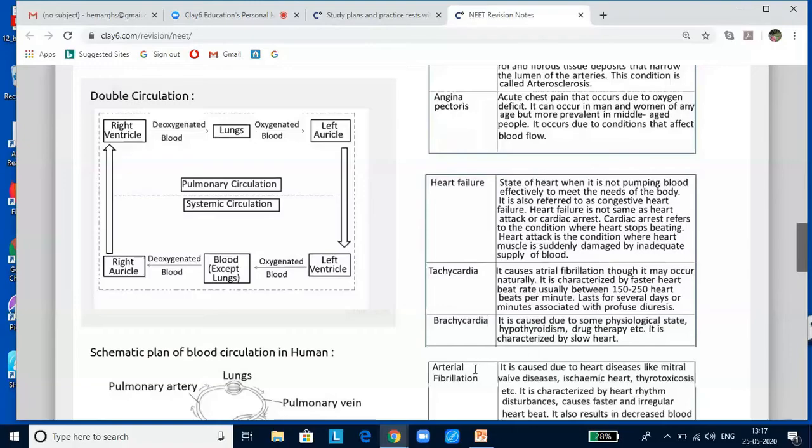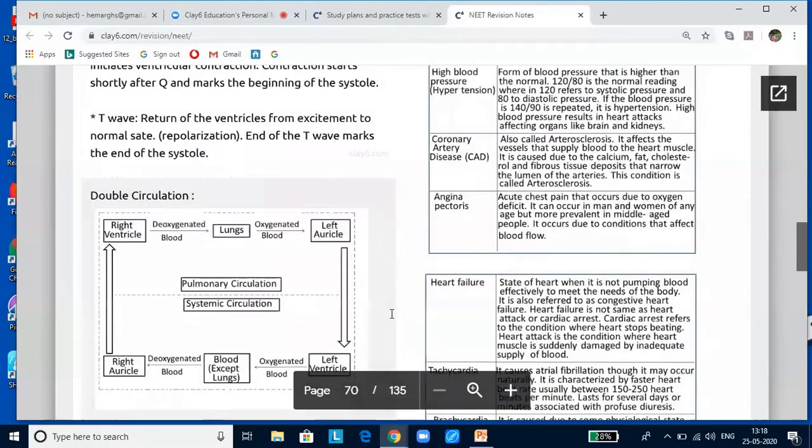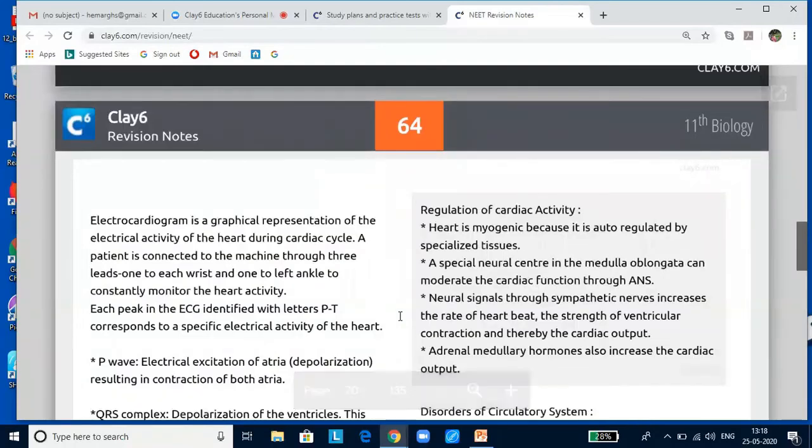Now, cardiac activity is also regulated. And let us know something about the regulation of the cardiac activity. The heart is myogenic because it is auto-regulated by specialized cells. The medulla oblongata regulates the cardiac function through the autonomic nervous system.